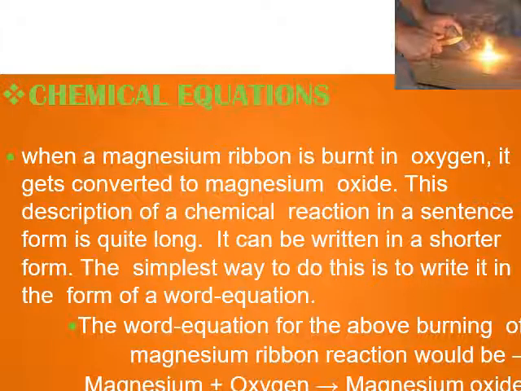Now, chemical equation. When any element undergoes a chemical change or chemical reaction, it can be written in a shorter form, and this way of writing in the simplest way is known as a word equation. For example, if a magnesium ribbon is burnt in oxygen, it gets converted into magnesium oxide. The word equation for it will be written as magnesium plus oxygen gives magnesium oxide.